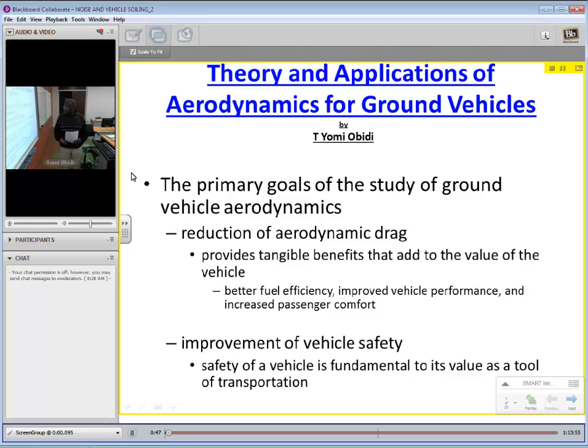As a reminder, this is the main topic that we are addressing. The primary goals of the study of ground vehicle aerodynamics are the reduction of aerodynamic drag, because we get tangible benefits to the value of the vehicle, and improve fuel efficiency, which we can all use. And the second is vehicle safety. So those are our constant reminders. Why do we study this? Why do we look at this? Those are the reasons primarily.